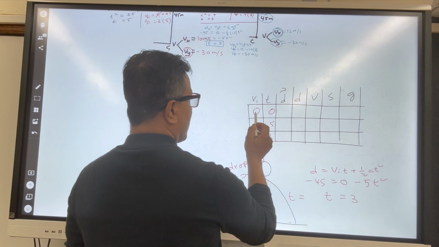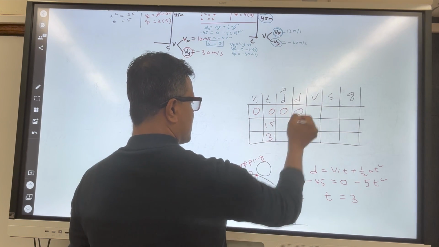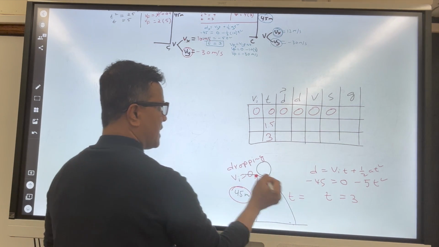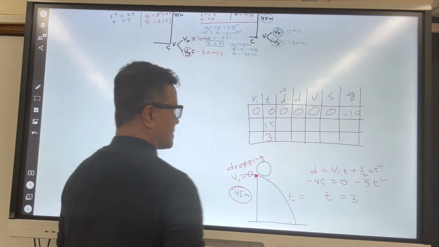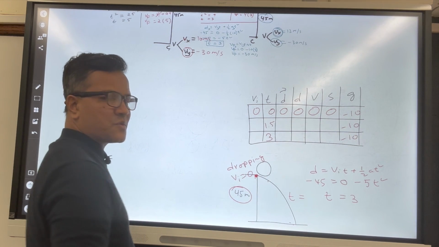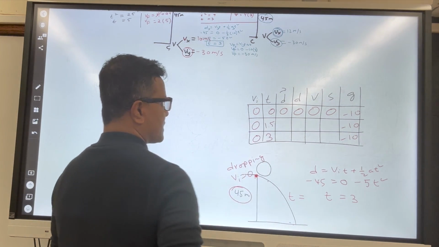Okay, so when the time is 0, displacement is 0, distance is 0, velocity is 0, speed is 0. However, acceleration due to gravity is negative 10. Acceleration due to gravity is negative 10, regardless of what you're doing. Okay, good. Now, initial velocity is 0, regardless of the time.